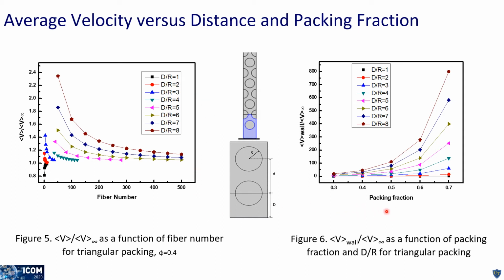What's shown over here in the figure on the right is the ratio of the average velocity around the fiber closest to the wall, and in this case it's slightly different for the triangular packings. It's calculated for this area that you see illustrated here, that's shaded here. This is the average velocity in that region relative to the velocity you would expect within an infinite fiber bundle. This is a function of fiber packing fraction down here on the x-axis, as well as a function of D/R. What we can see is that the velocity in the region adjacent to the fiber closest to the wall can be several hundred times larger than the average velocity in the bulk of the fiber bundle if we have D/R values that approach 8.